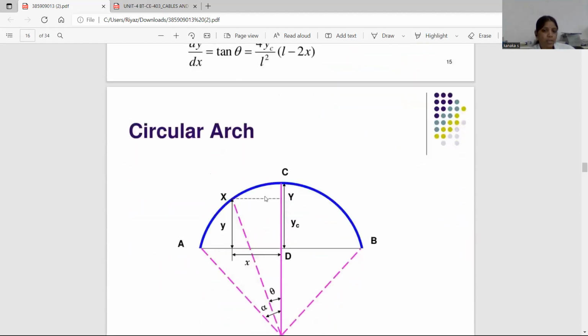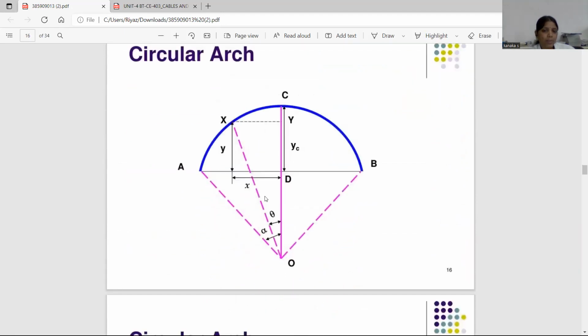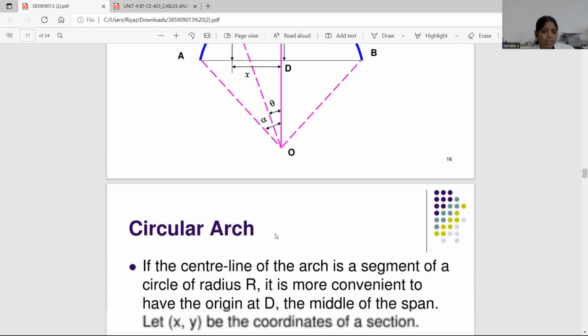Next is the circular arch. This is the arch AB. This is the radius, this one is the radius, and this is the central point O. The central rise is yc. The horizontal distance is x and the vertical distance is y. This is theta and this is alpha, and this forms the circular arch.